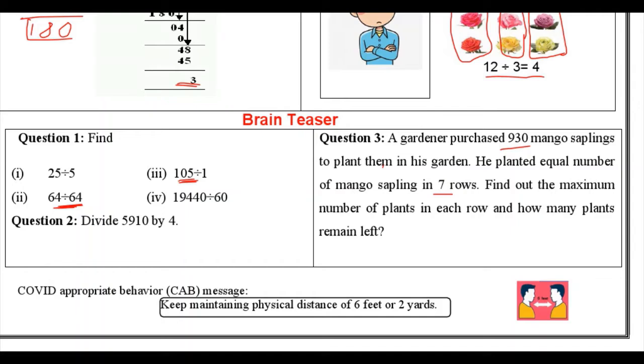That means the answer will be that in each row there will be how many mango saplings? 132 with 6 plants remaining.